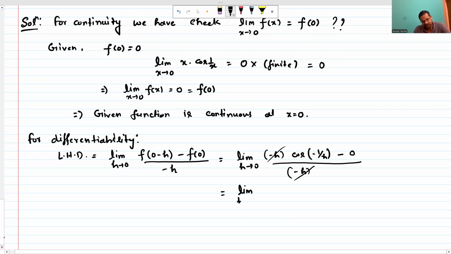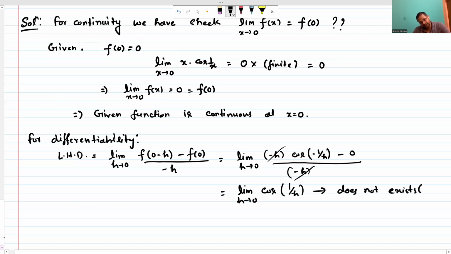This is the limit as h tending to 0, and cos of minus theta is cos theta, so you can write cos of 1 upon h. You know that when h is tending to 0, then 1 upon h will be tending to infinity, and at infinity this cos x will have some finite value, but what that finite value is, you don't know.